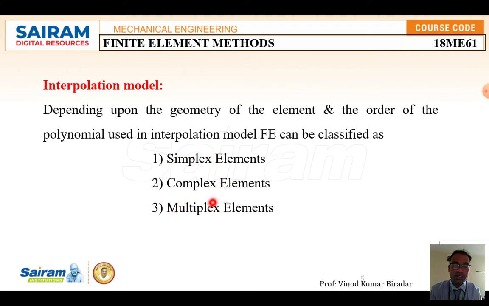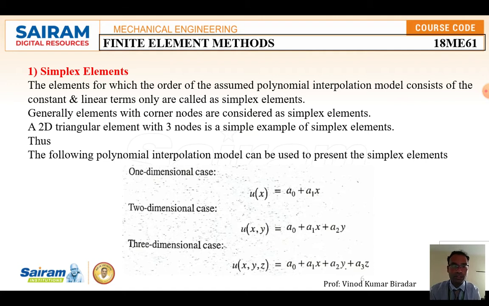So simplex, complex, multiple, or sometimes it is also called multiplex elements. Let me understand them one by one. What do you mean by simplex element? The element for which the order of the assumed polynomial interpolation model consists of a constant and a linear term only is called a simplex element. That means only the end nodes should be present. Such an element we are going to call a simplex element.